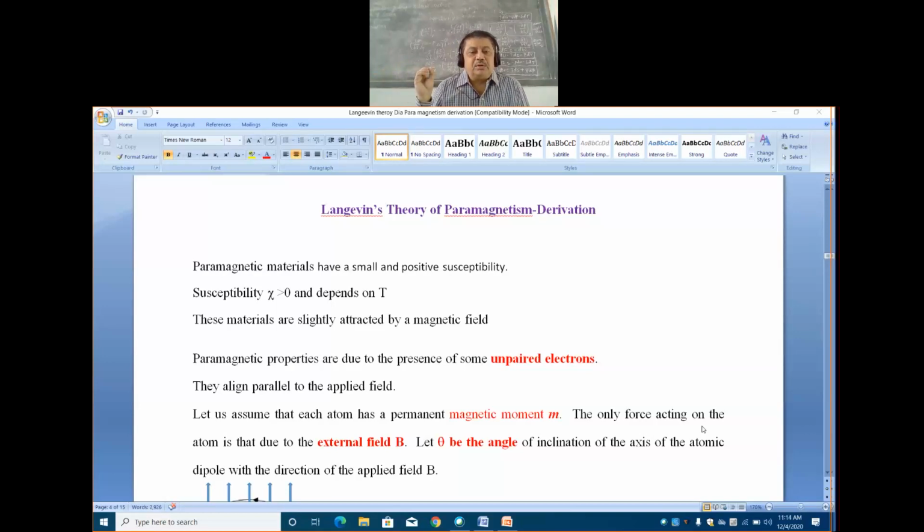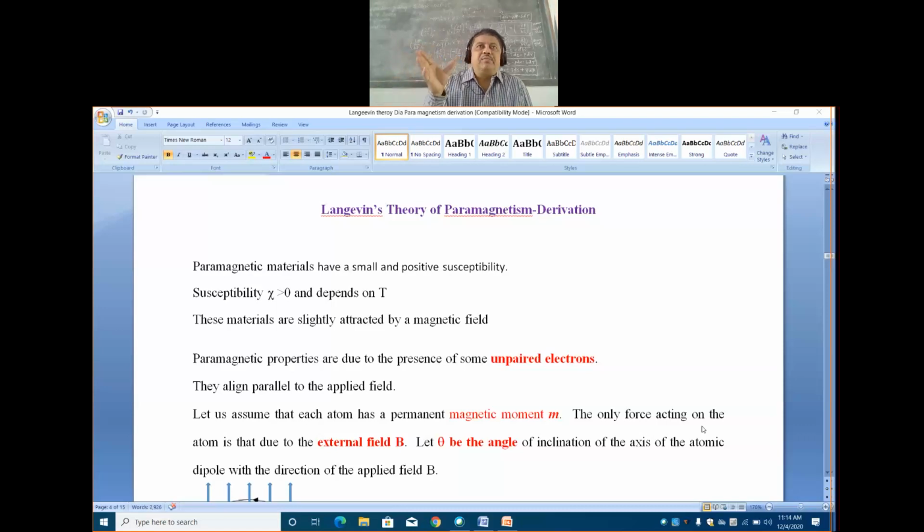The important characteristic of paramagnetic materials is the presence of unpaired electrons. In paramagnetic materials, some of the electrons are unpaired, whereas in diamagnetic material, all the electrons are paired, so there is no net spin. So in paramagnetic materials some electrons are unpaired, which is the main reason for their paramagnetic property. When placed in a magnetic field, the paramagnetic materials align parallel to the field, whereas diamagnetic materials align perpendicular to the field.